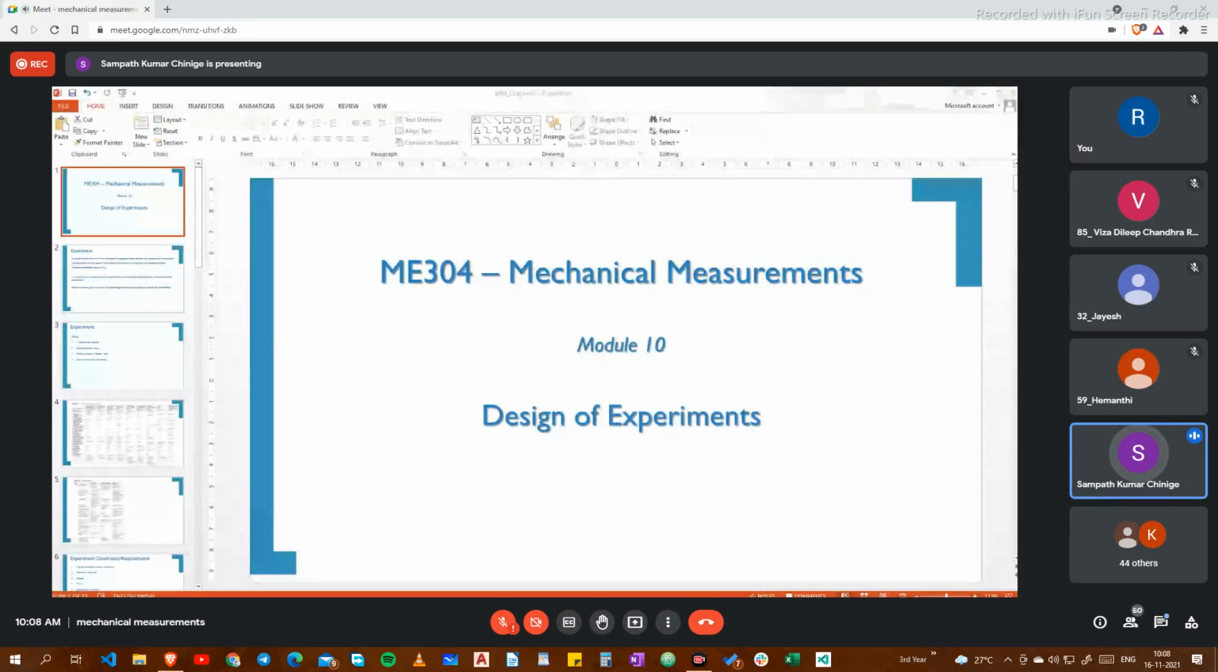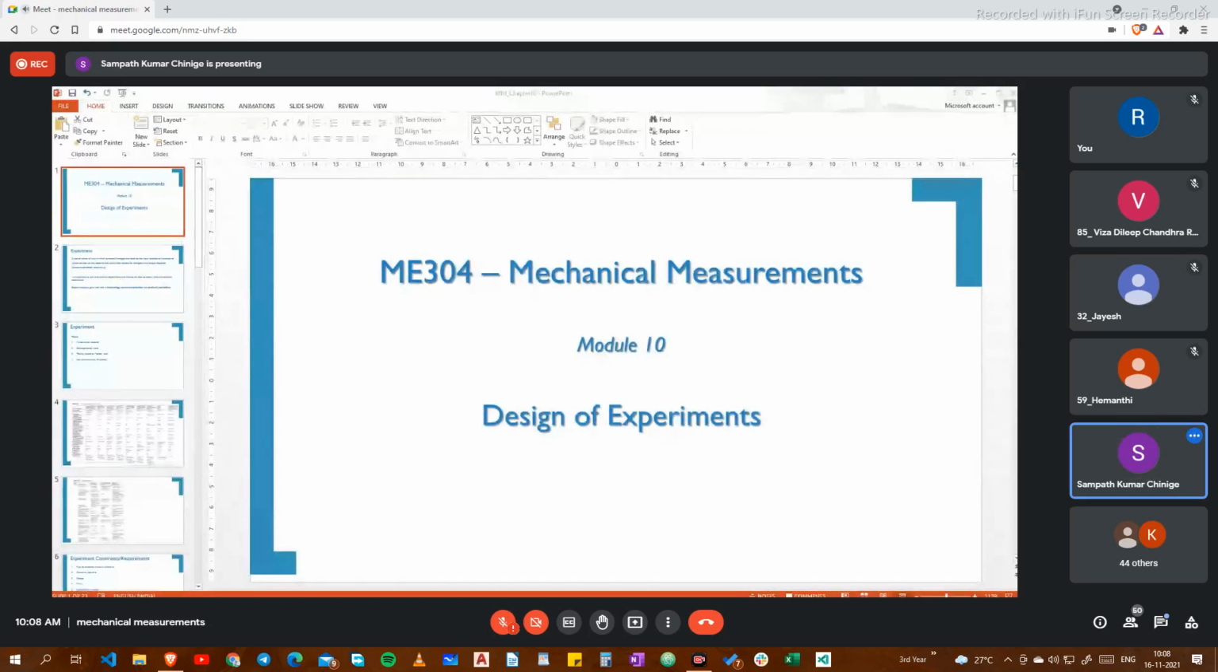So what do you mean by design of experiments? This is the last module, module 10, which comes under the design of experiments. As an experimentalist, as a measurement engineer, as an engineer who wants to do measurements, you have to be very careful with the protocol that you want to use for measuring, or when you design a particular system for measuring a particular variable. So what is the design protocol that you want to use?